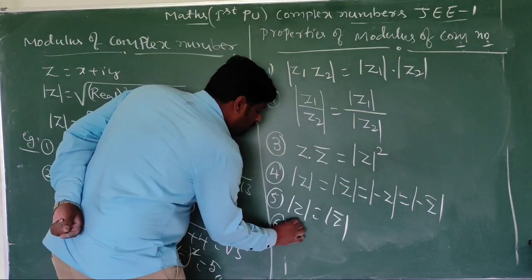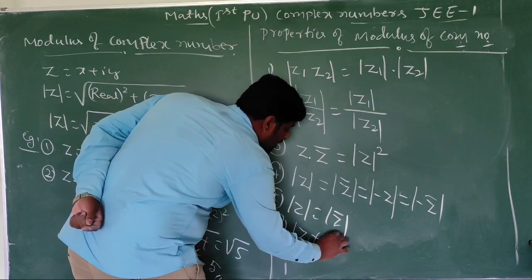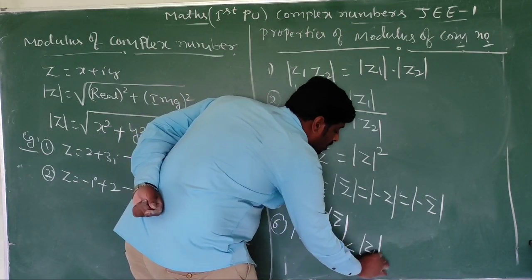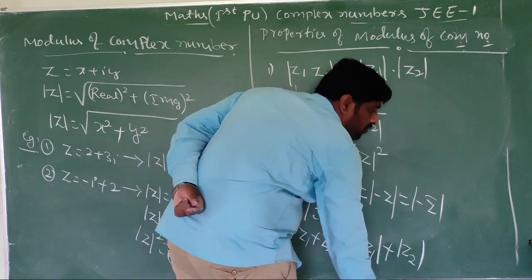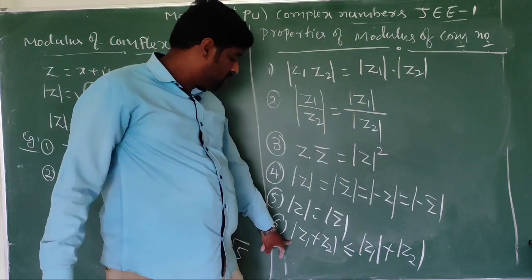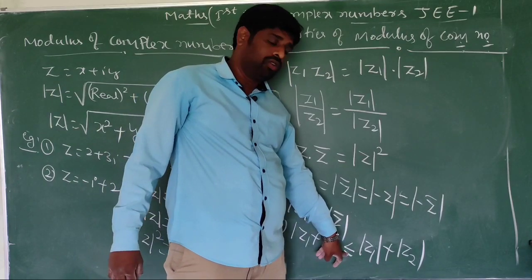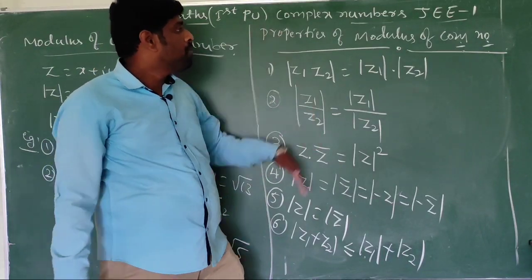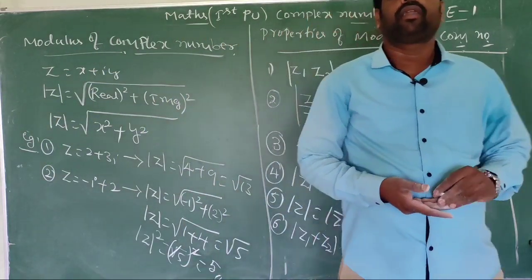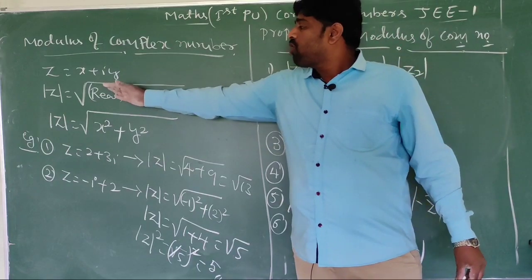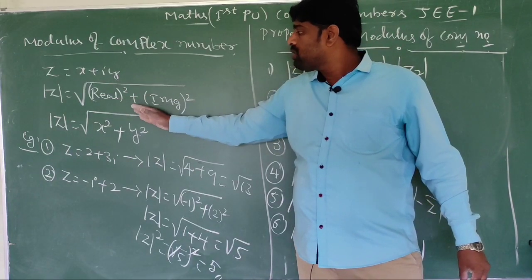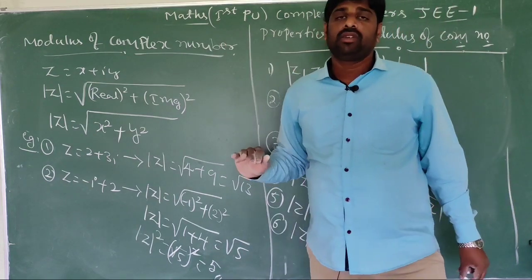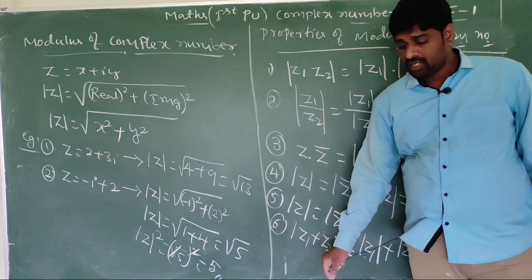Next property is, modulus of Z1 plus Z2 is less than or equal to modulus of Z1 plus modulus of Z2. Modulus of Z1 plus Z2 is less than or equal to modulus of Z1 plus modulus of Z2. These are the properties of the modulus of a complex number. Modulus of Z is equal to square root of real part whole squared plus imaginary part whole squared. That is the modulus of a complex number.